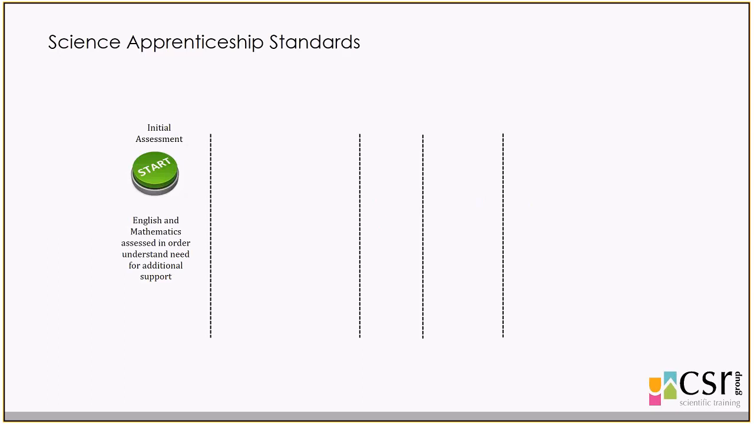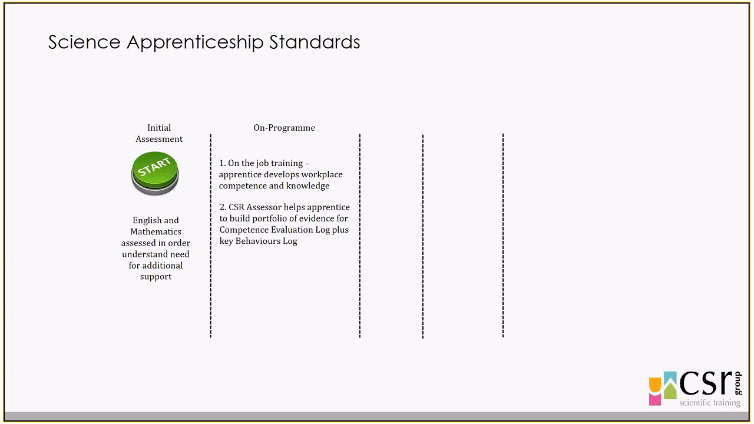Once the program is fully underway, the on-program elements would be the on-the-job training, the development of that competence and knowledge that you would help them achieve through training programs and training interventions, doing proficiency tests and learning the standard operating procedures. We would also help build their competence evaluation log and a behaviours log. You may have seen a separate video discussing that, but if you haven't, go and watch that one. As a training provider, we would also deliver the technical certificate or the academic qualification.